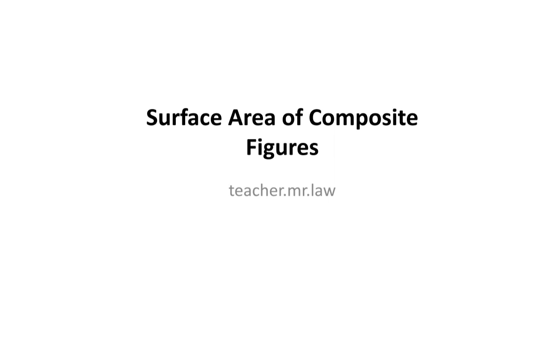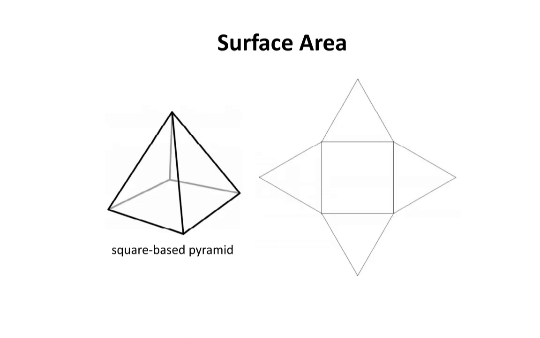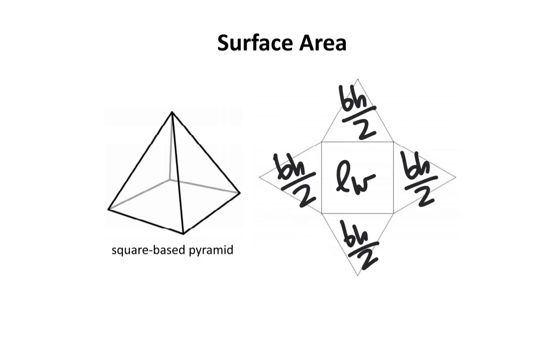In today's lesson, we'll be learning about surface area of composite figures. In a previous lesson, we learned that surface area is determined by finding the area of each face and adding them up. As you can see here, a square-based pyramid includes a square, which is determined by length times width, and 4 triangles, which is determined by base times height divided by 2, where B represents the base of the triangle and H represents the height, and height must make a 90-degree angle with the base.